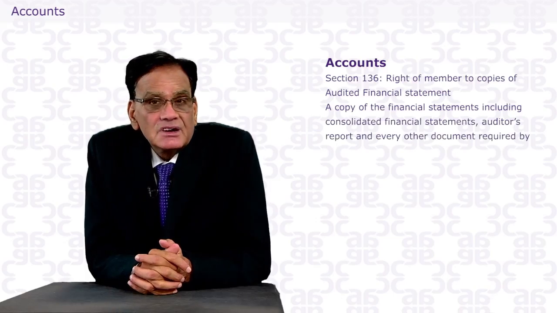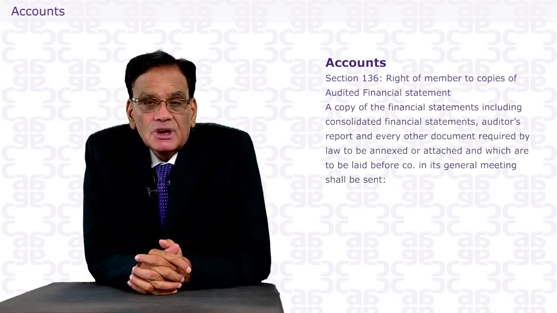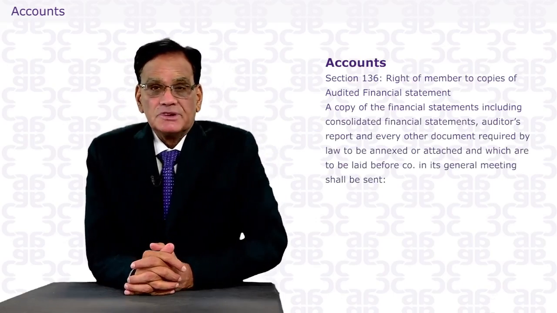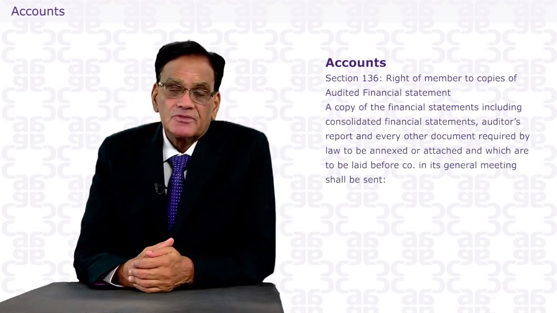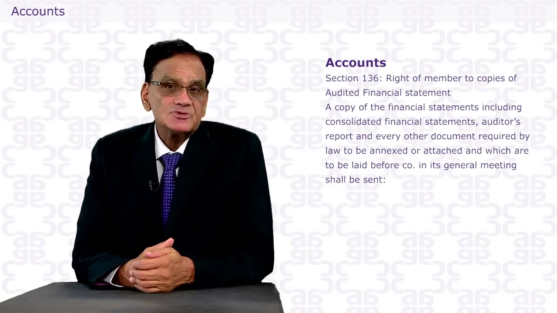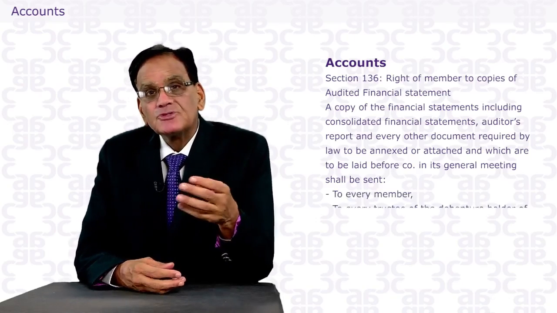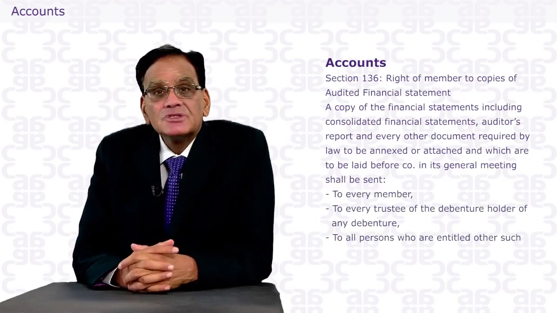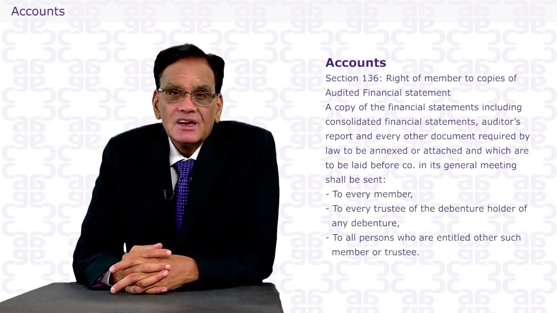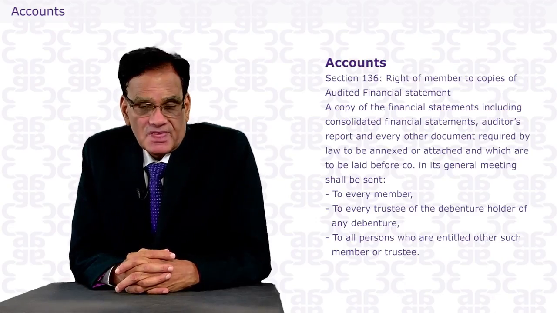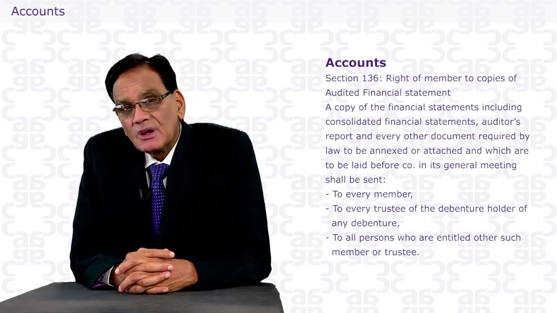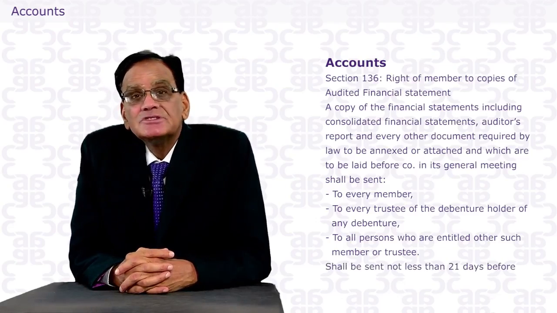So section 136 says that the financial statement, together with the consolidated balance sheet and the other documents which become part of these documents, are to be forwarded. Sent to whom? To the members of the company, to the trustee of the debenture holders, and to the other persons who are entitled. The company has to send them. How many days before? You have to send at least 21 days before the annual general meeting.